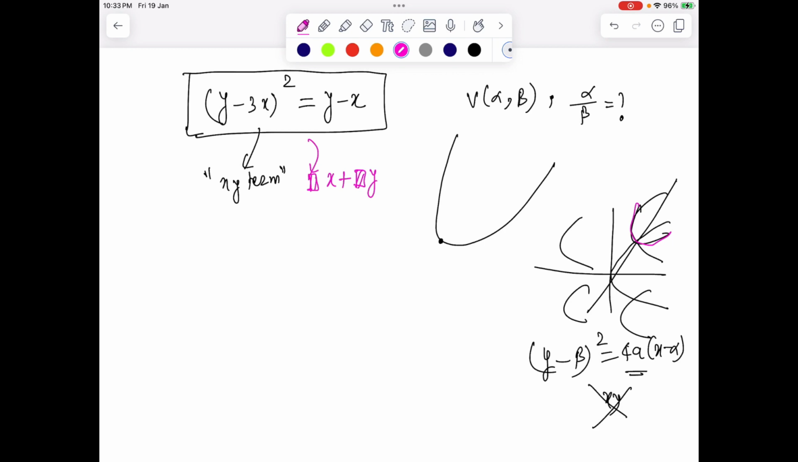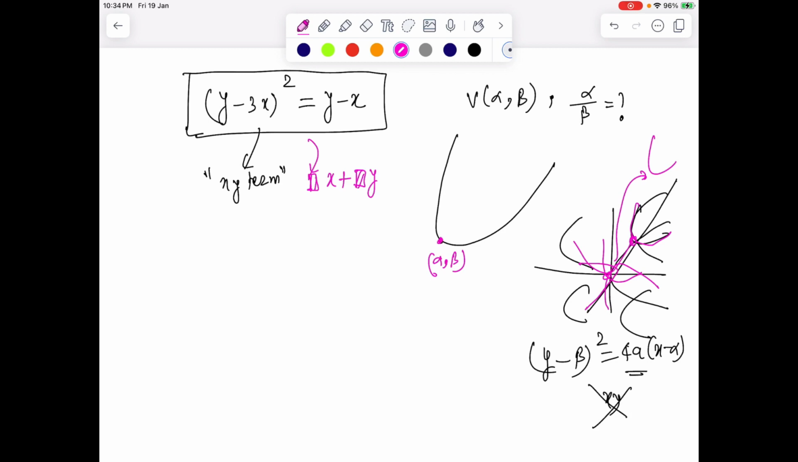And what is the significance of the coefficient of x and the coefficient of y? The parabola is shifted as well. So it's oriented in some way, we don't care, as well as it is shifted. So it's a general case of parabola. Question is, if the vertex is (alpha, beta) for this parabola, we need to find alpha by beta.